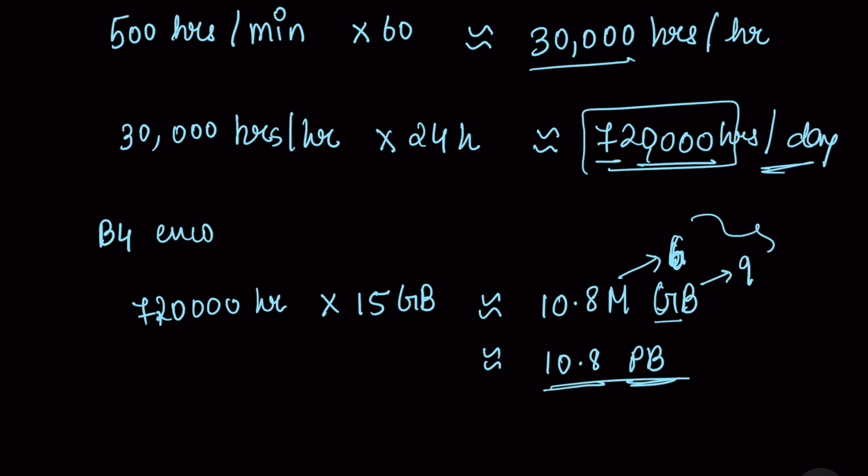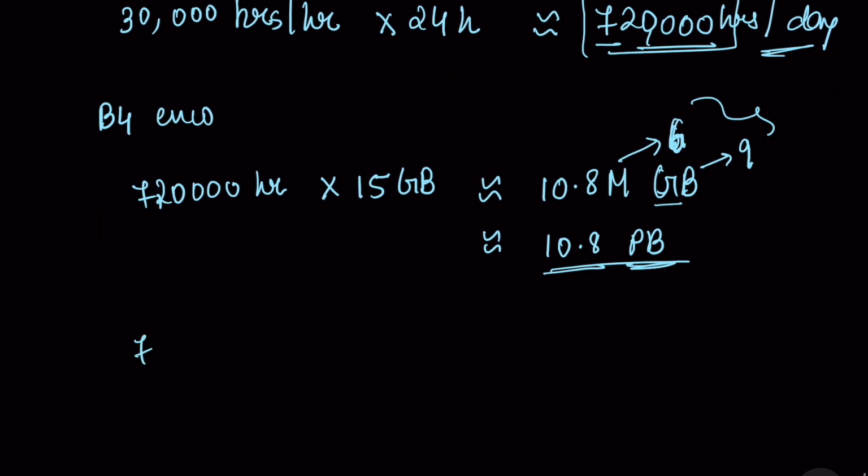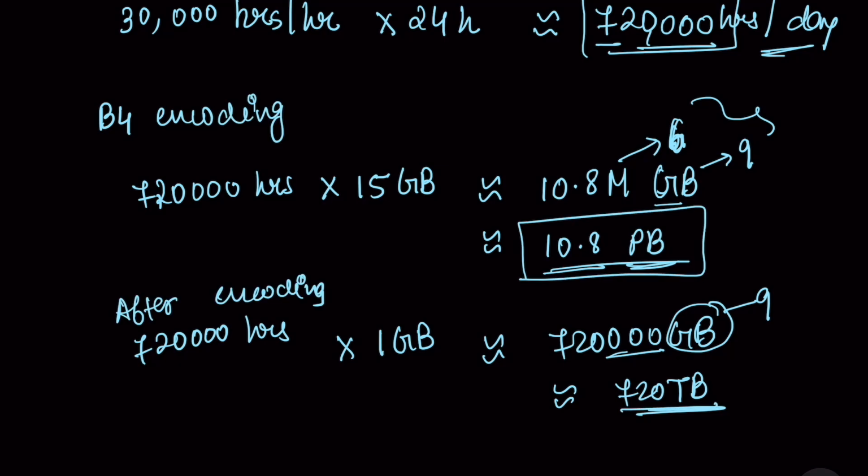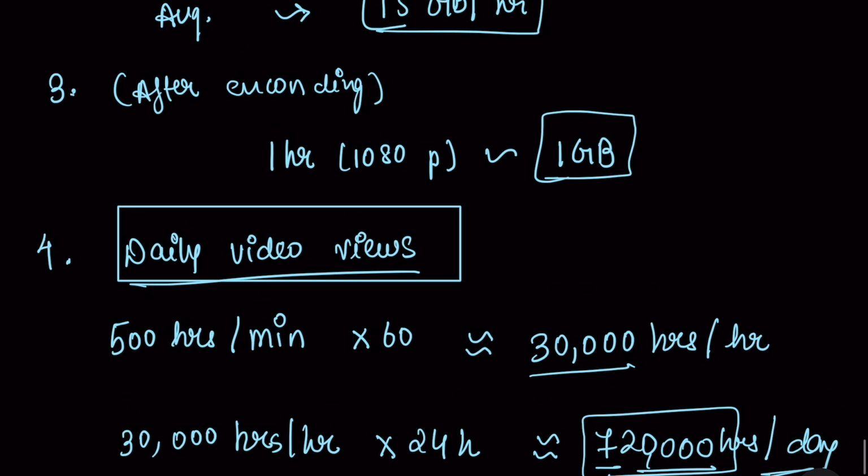But after encoding, let's say 720,000 hours multiplied by 1 GB after encoding and compression, this will be about 720,000 GB, and if we convert it, this will get to 720 terabyte, because GB is 9 zeros plus 3, which is 12, so terabyte for that, okay? And this is in a single day, per day. So this is for the daily video uploads.